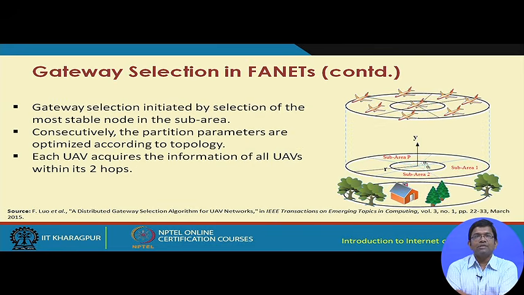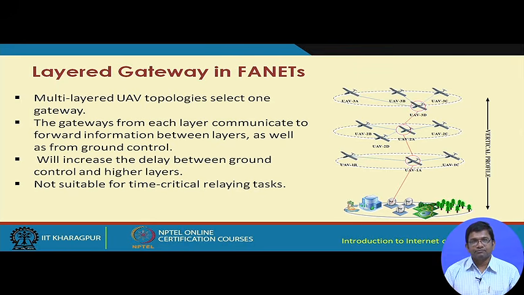So, how do you select the gateway? The gateway selection is initiated by the selection of the most stable node in a particular sub area. So, in a particular sub area, the most stable node is considered. Consecutively, the partition parameters are optimized according to the topology, where each UAV acquires the information of all UAVs within its 2 hops.